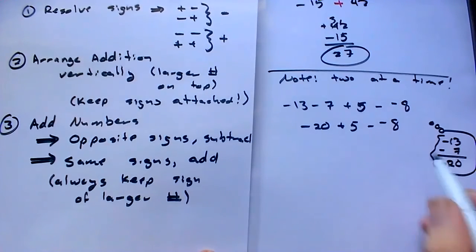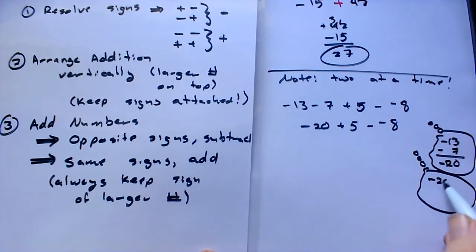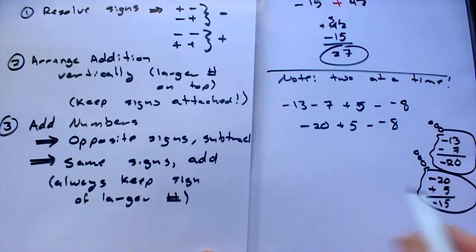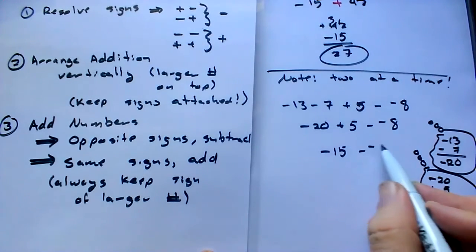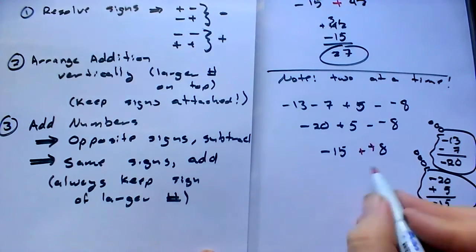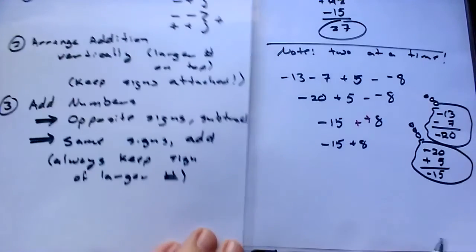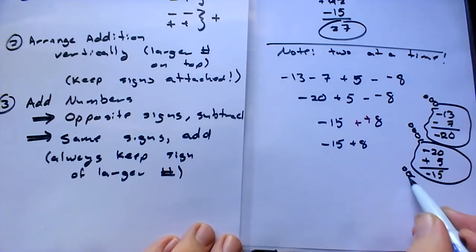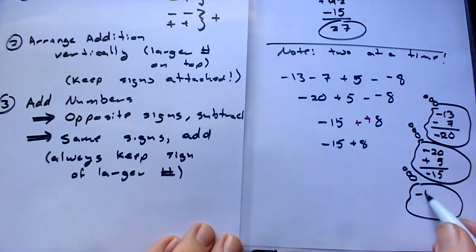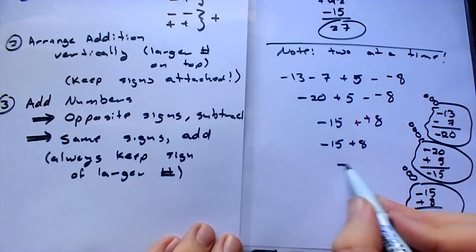Now I continue on. So this is my step 2 here. Now I've got negative 20 plus a 5. Opposite signs, I'm going to subtract. Negative 15 minus that negative 8. Now I need to resolve that sign. These are going to become plus, so I've got negative 15 plus 8. And then last but not least, negative 15 plus 8. That looks like it's going to be 7. My larger number here is negative, so this looks like it's all going to come out to be negative 7.